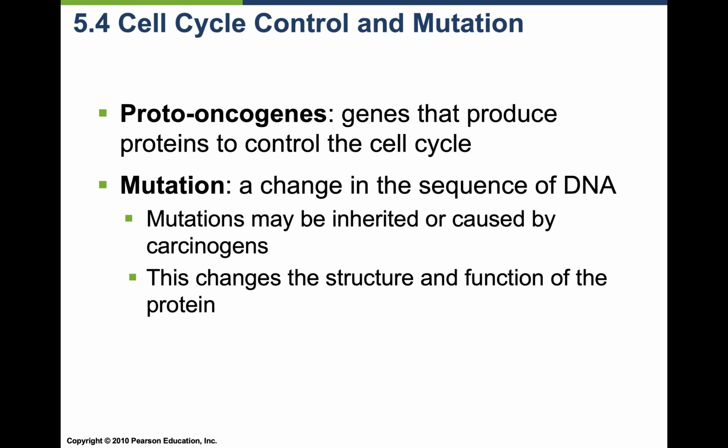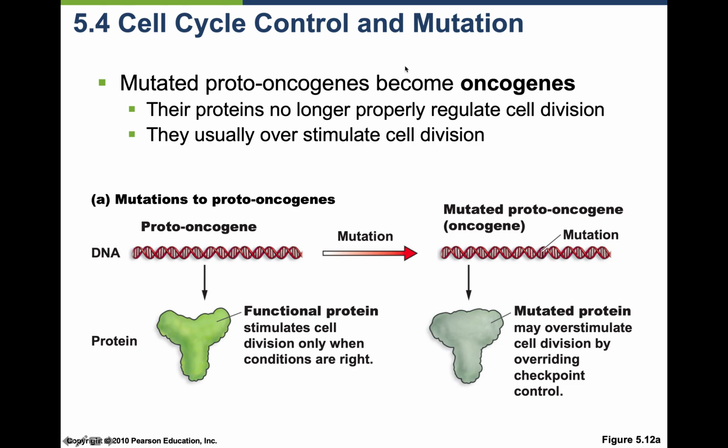So the problem is that you have a set of genes that can throw this off, and these are called oncogenes. Have you ever heard of an oncologist, somebody who studies cancer? So these would be proto-oncogenes, right? These are genes that produce proteins to control the cell cycle. And then you have mutations. This is a change in the sequence of DNA. Mutations can be inherited or caused by carcinogens. This changes the structure and function of the proteins. So mutated proto-oncogenes become essentially just oncogenes.